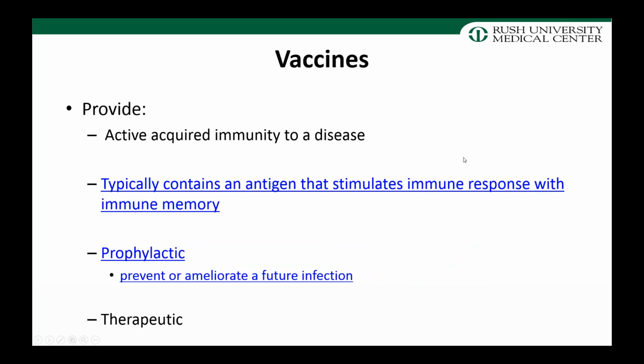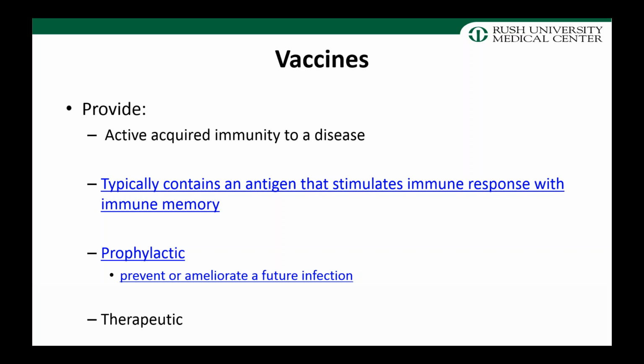So vaccines provide an active acquired immunity to a disease. These typically contain an antigen, that is a protein associated with a virus or an inactivated virus, that stimulates an immune response, basically the development of antibodies, so you develop immune memory with time. That is, if you ever are exposed to the virus in the future, your body will recognize it, and your antibodies will clear the virus to prevent infection.